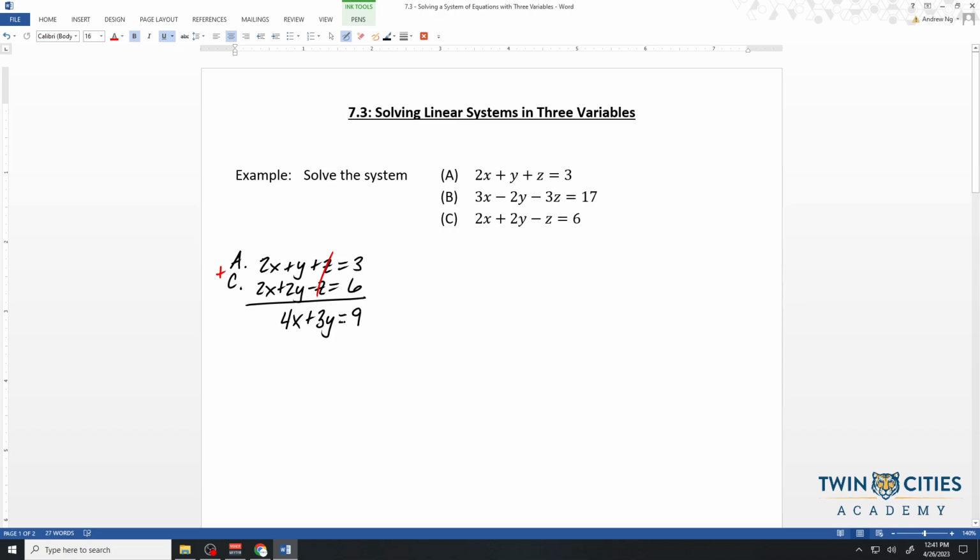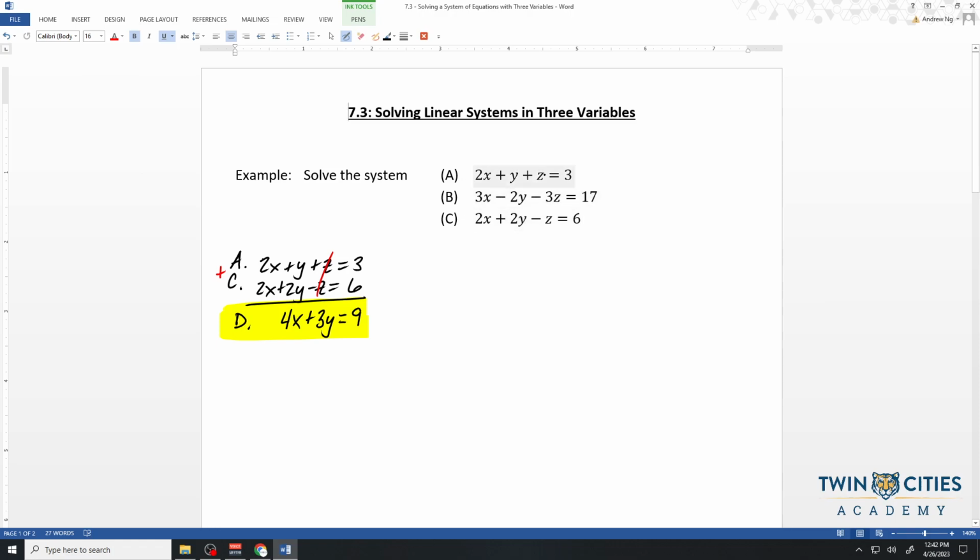Now this is a brand new equation that I've created, and so I'm going to give it a new label. I've already used labels A, B, and C, so let's call this equation D. And I'm going to highlight it so it's easier to find later. All right, now what I'm going to do is I'm going to pick a different combination. I've already used A and C to eliminate Z, so I want to pick a different combination. I can pick A and B, I can pick B and C, I just can't do A and C together again. So let's just do A and B.